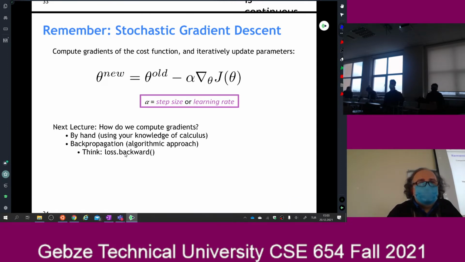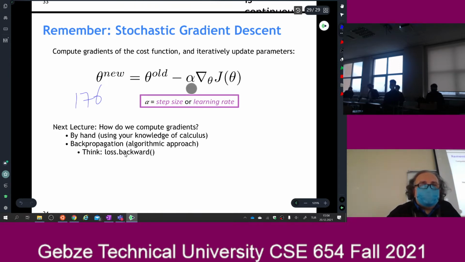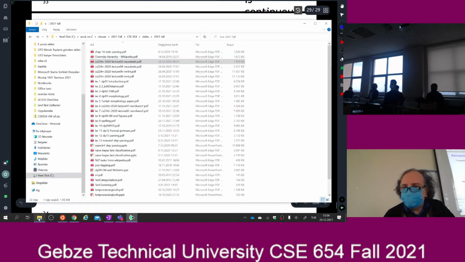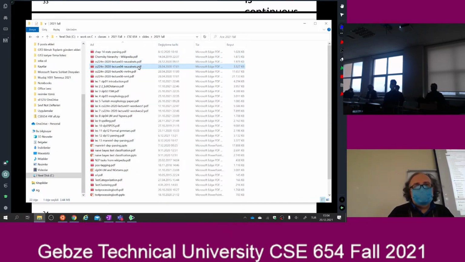In our case, our theta is a 176 dimensional vector. Our old theta, okay, we will evaluate our loss function at that theta, and we will take the derivative of it, multiply it with some alpha, and subtract it and move it that way. Okay, let's look at this in more detail. If there are no questions, okay.